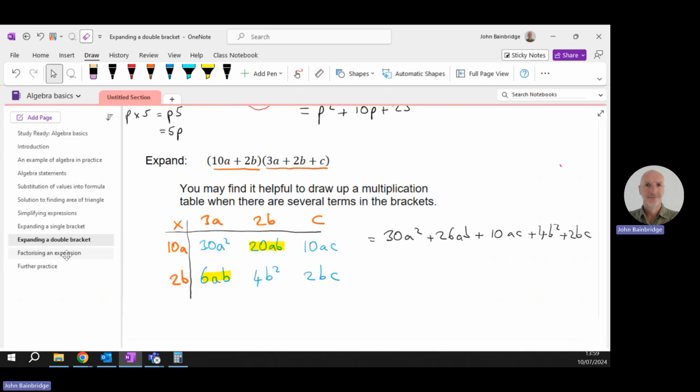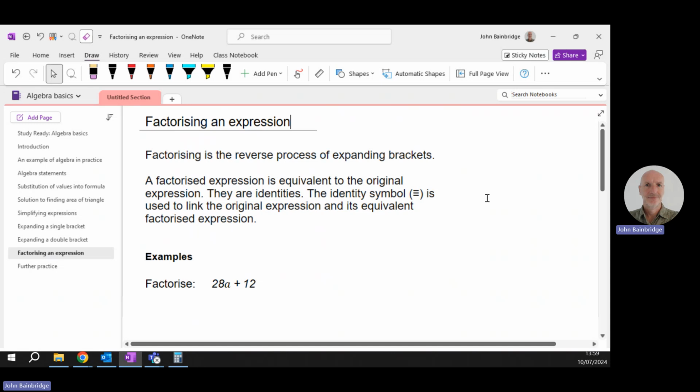Okay, the final thing I want to do in this session is factorising an expression. This is the reverse operation of what we've just been doing. It's a bit like with numbers. Say you were multiplying 2 numbers, 2 times 3 equals 6. That's what we've been doing, multiplying 2 things. If I want to go the other way, if I start with a 6, I can factorise it into 2 numbers, in this case 2 times 3.